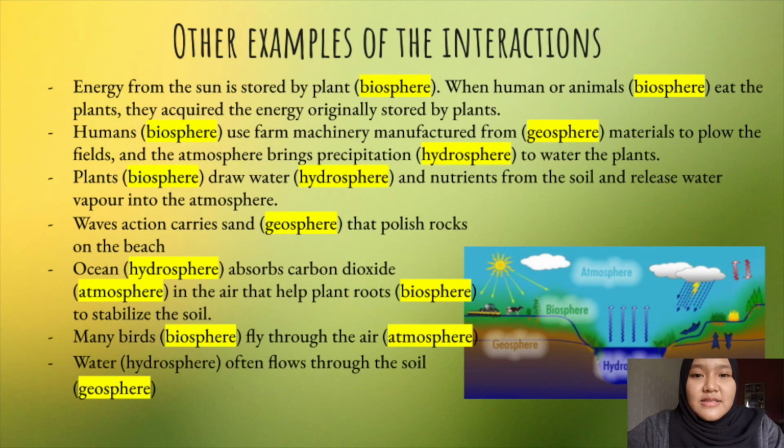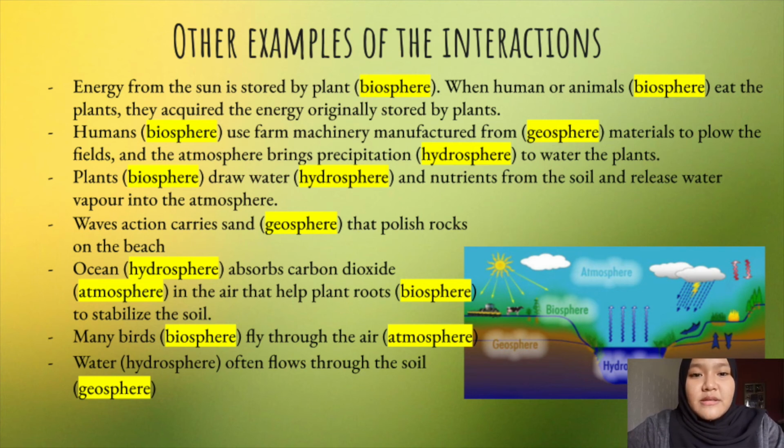Here are the examples of the interaction that occur. First, we see that energy from the sun is stored by plants. When humans or animals eat the plant, they will acquire the energy that was originally stored by the plants. This is the interaction that occurs within the same sphere, which is the biosphere.